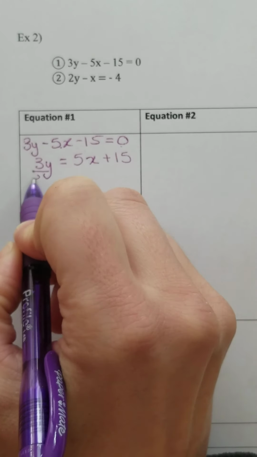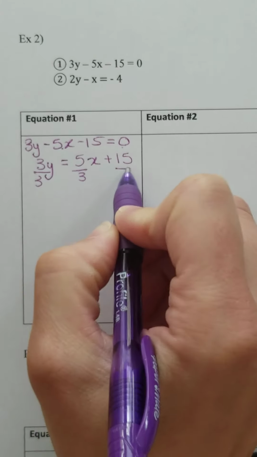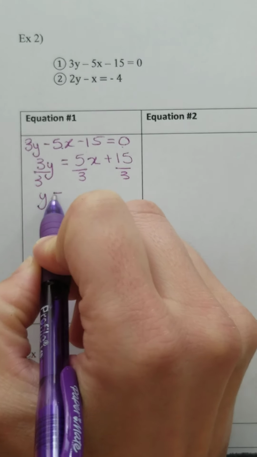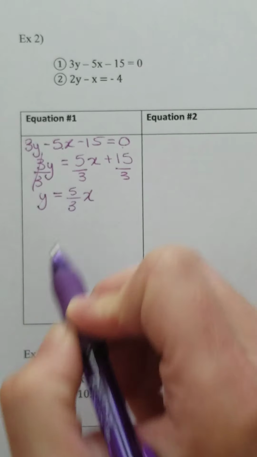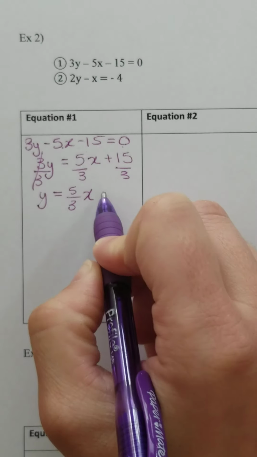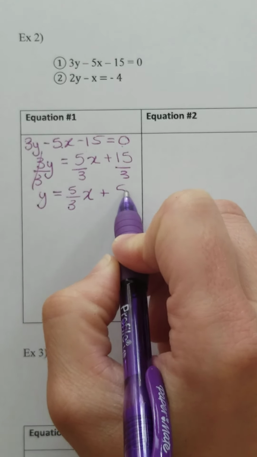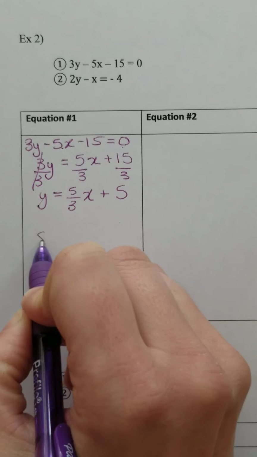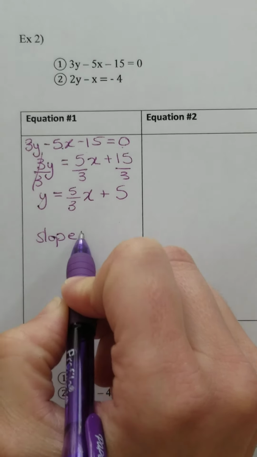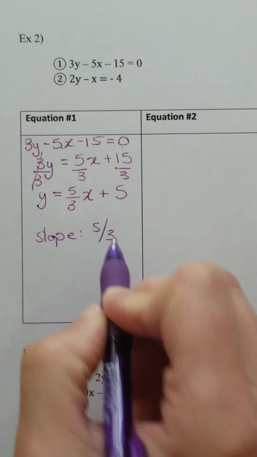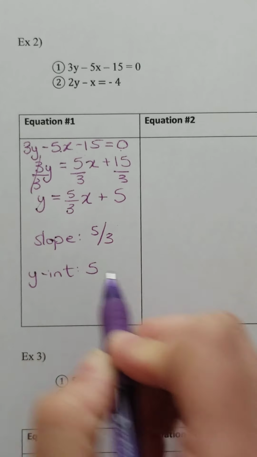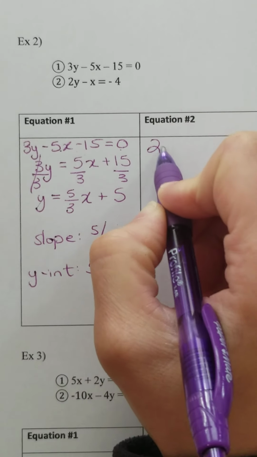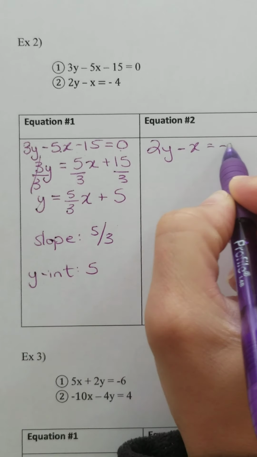Y is not quite by itself. So let's divide off that 3 so that y is completely isolated. 5 over 3 can't reduce or anything, so we're going to leave it at that. But 15 divided by 3 is nicely a 5. So that is in explicit form. So my slope is the 5 over 3, and my y-intercept is at 5. Okay, next one. 2y minus x equals negative 4.